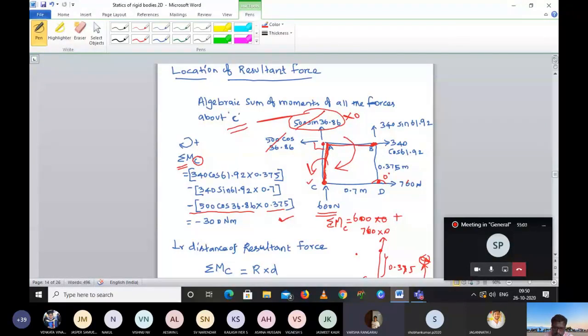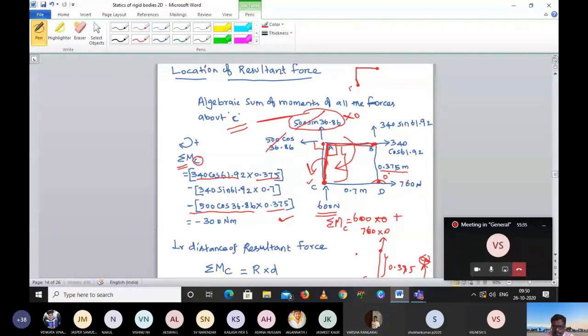From C you have to calculate the moment. So which one is the perpendicular distance now? This is the perpendicular distance. Any doubt in this? No, sir. 0.375 into 340 cos 61.92. Vignesh, do you understand? I understood, sir. I am taking from this point and here. Now this is the C point.